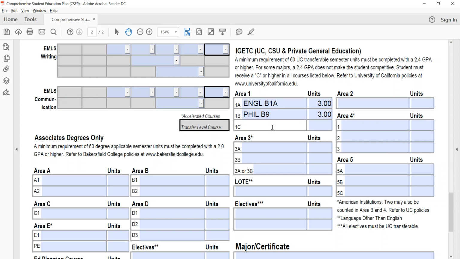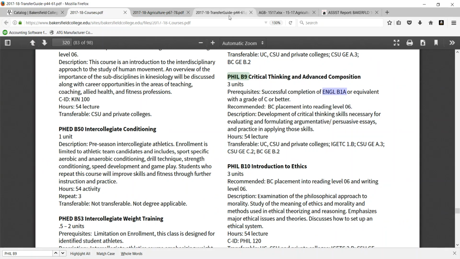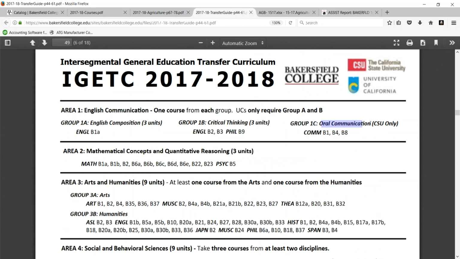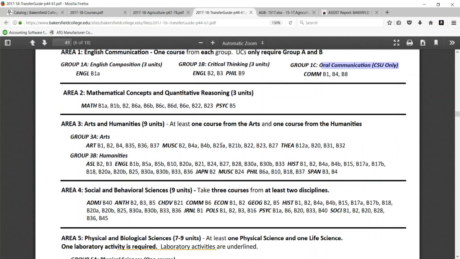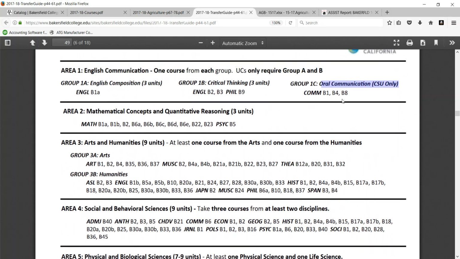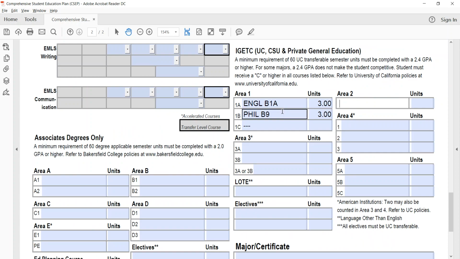If you're going to a CSU, then let's go back to our transfer guide. You have to fill out this oral communication section. If you're going to UC, then you don't have to do that. So we're going to put a blank in there because I'm pretending that I'm going to transfer to a UC in this example. Area 2, let's go check that out. Well, actually, you know what? I should fill this out because I'm transferring to Cal Poly in this example. So I'm going to come back in here, sorry, and put in communications B1.